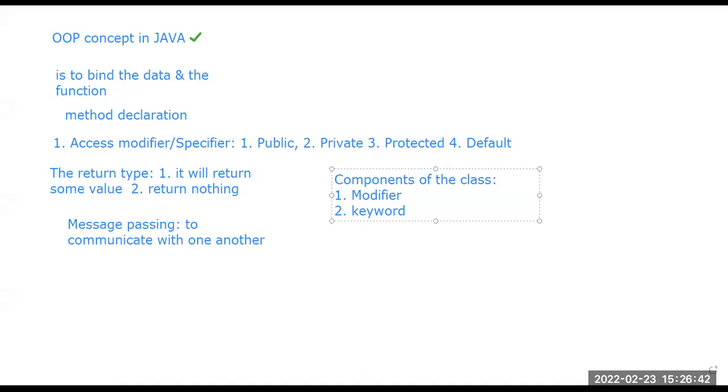Third, the third component here is the class name. The class must have a particular name. It can be anything, X, Y, Z, A, B, C, D, depending upon the person who is writing the program. Depending upon the person, the class name will vary, but a name should be there.